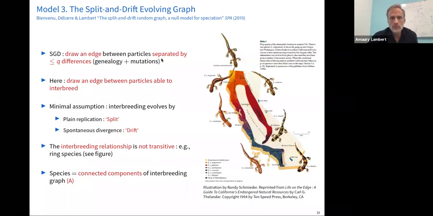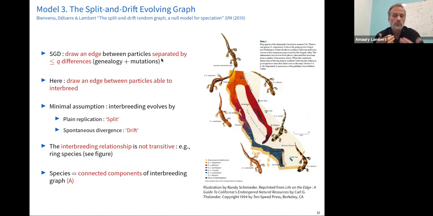So the third model is called the split and drift evolving graph. If you recall what we just did in model 2, you could imagine that we actually drew an edge between particles that are separated by less than Q differences. And the idea is that species are the connected components of the graph that you define this way. Knowing whether an edge exists or not depends on the whole genealogy and the mutations on it. But our idea was to now explicitly model these edges.